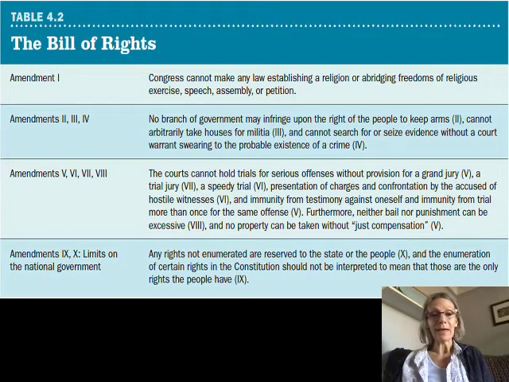So the First Amendment gets its own category, because there are so many liberties that are enumerated in the first. The First Amendment says that Congress can't make laws establishing religion, or abridging the freedom of religion, speech, assembly, or petition. Then you have the Second, Third, and Fourth Amendment.